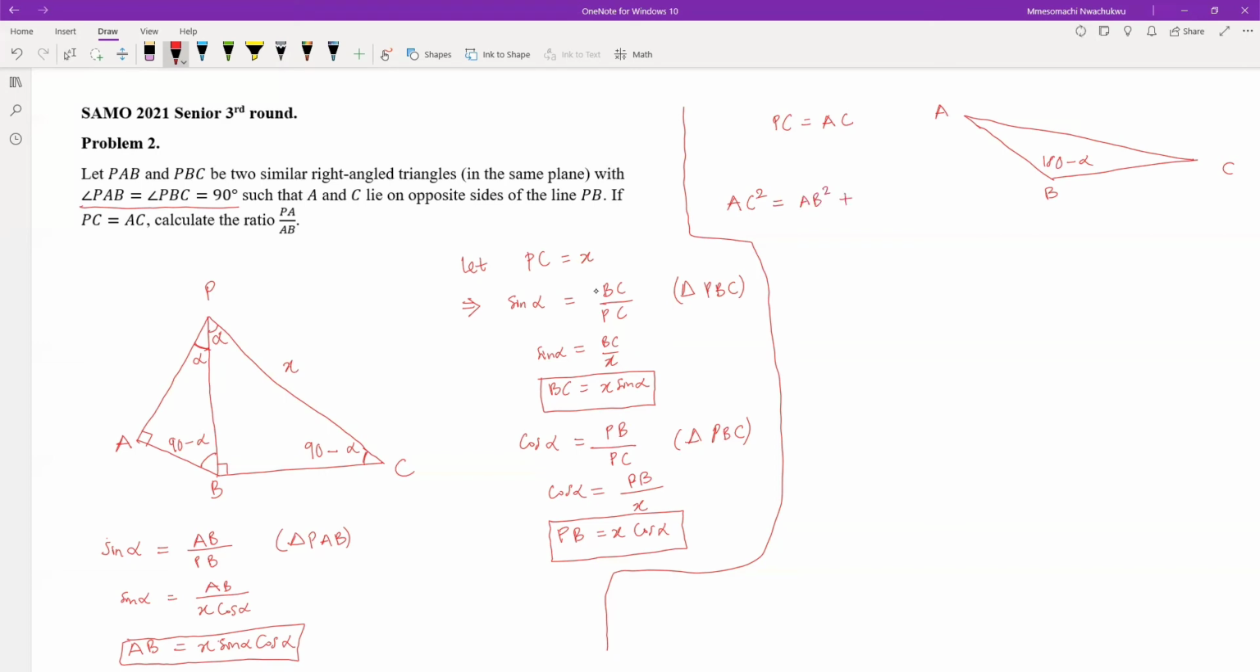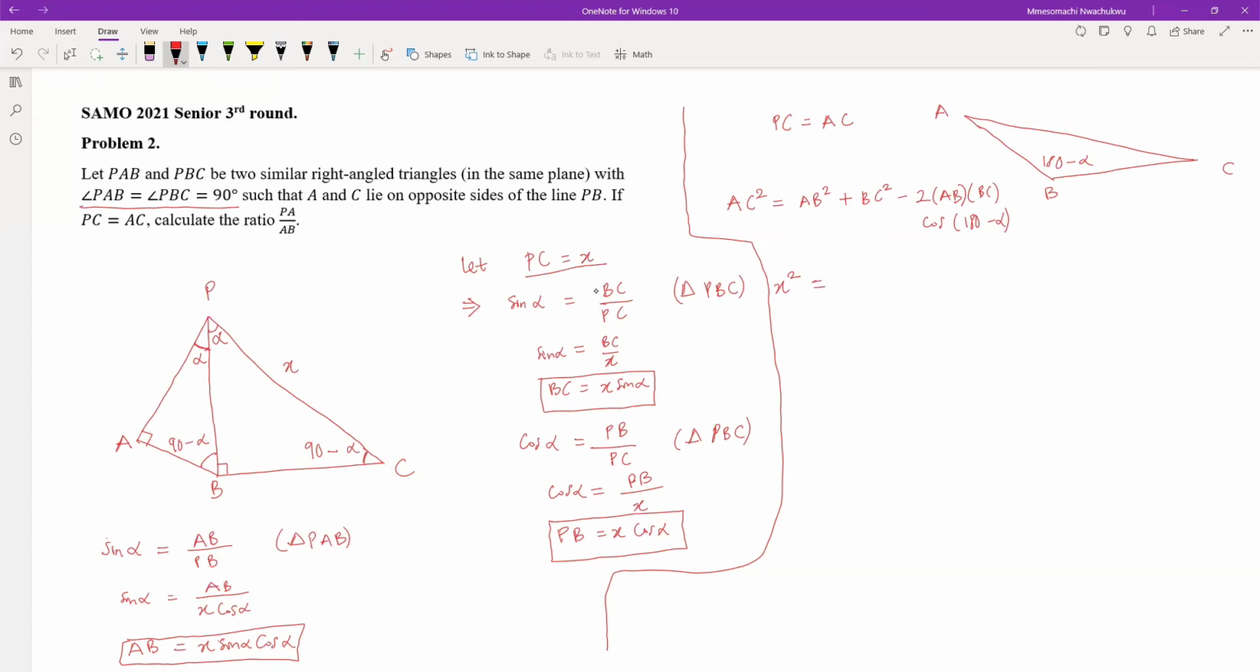plus BC squared minus 2AB times BC times cosine 180 minus alpha. So recall that PC is equal to AC, so we just put X because we already said PC equals X. So X squared equals AB squared.